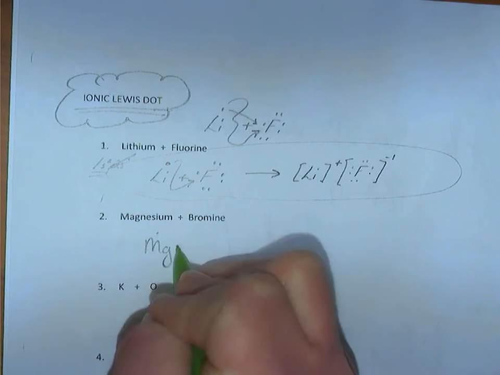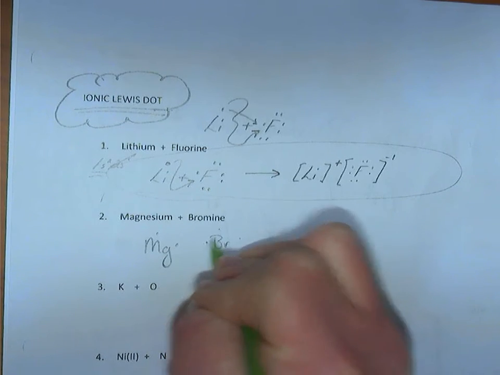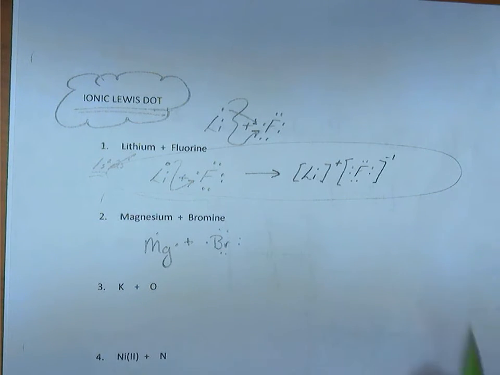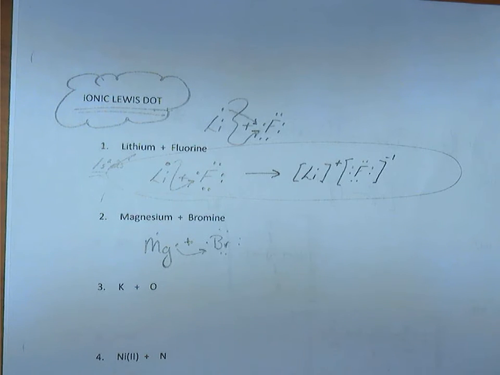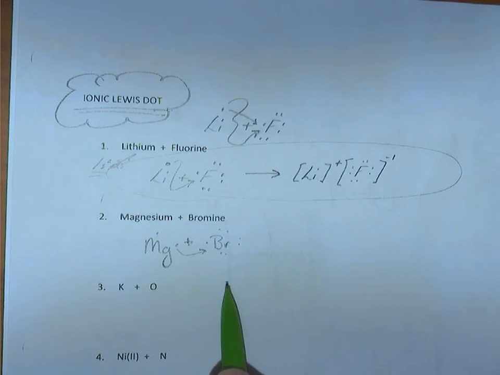Magnesium has 2, bromine, being a halogen, 7. And I want to show them as separate entities. Okay, magnesium can give away 1 to fill the octet of bromine. But magnesium has another. Where will it go? It's not just going to partially react to fill it, to get the octet. It's all or nothing. It either gives away the 2 or not.